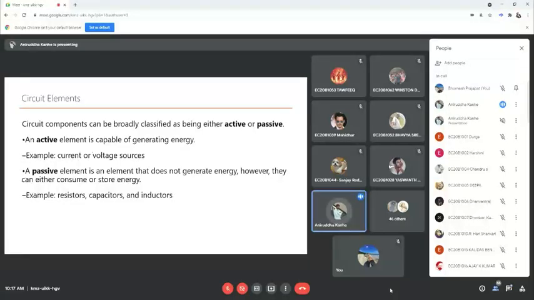As I told you, I will come to the definition. What exactly are active and passive elements? An active element is capable of generating energy, and a passive element does not generate energy. However, they can consume or store energy. The active elements are current sources and voltage sources, whereas the passive elements are resistors, capacitors, and inductors. Generally, in electric circuits we deal mostly with these, and hence the examples are taken for the same.